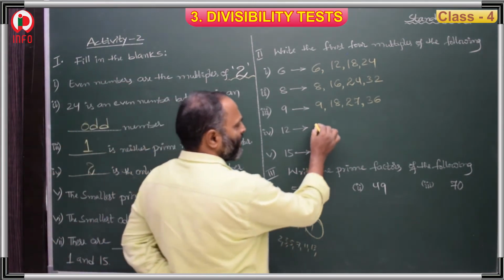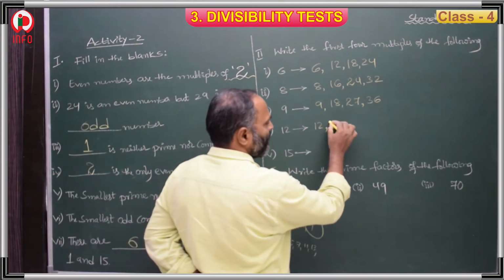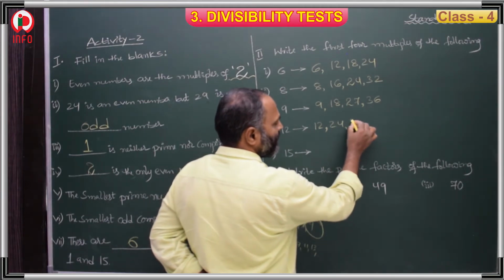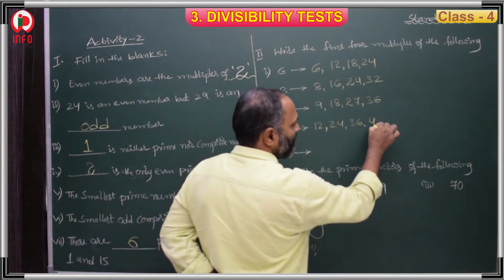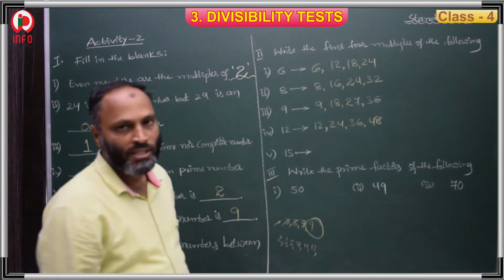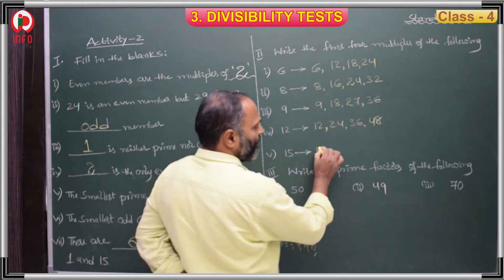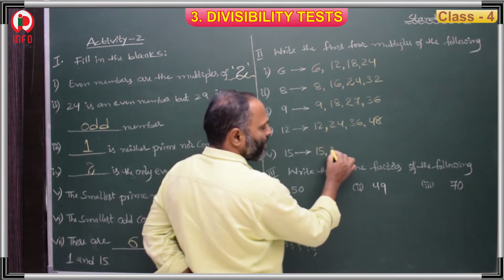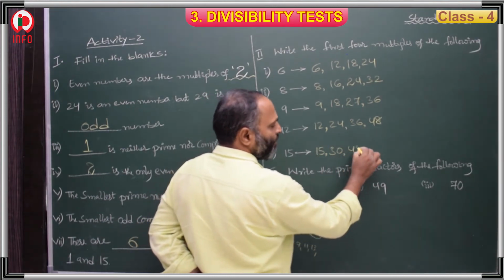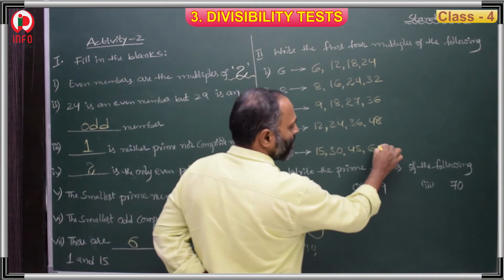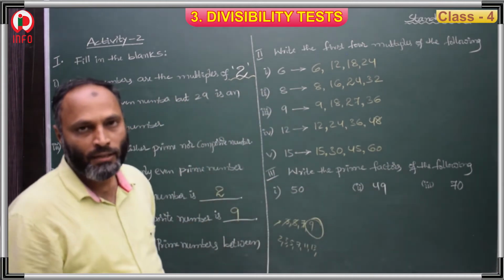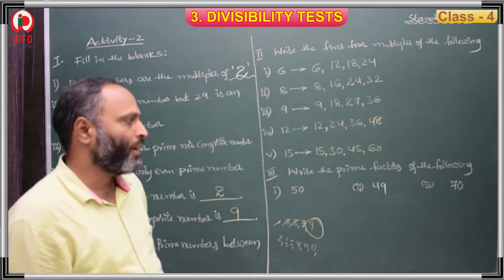12. 12 ones are 12. 12 twos are 24. 12 threes are 36. 12 fours are 48. These are the first 4 multiples of 12. 15. 15 ones are 15. 15 twos are 30. 15 threes are 45. 15 fours are 60. These are the first 4 multiples of 15.